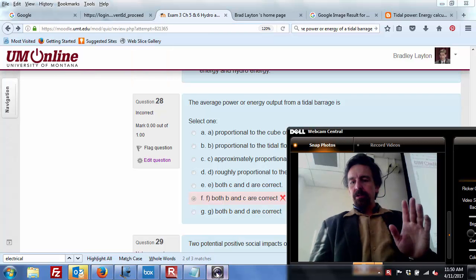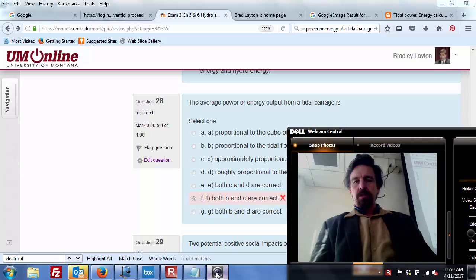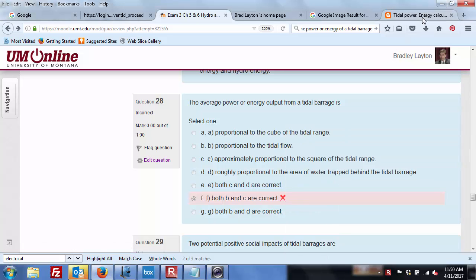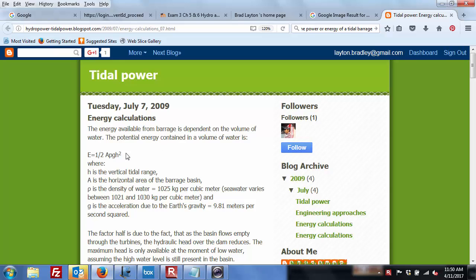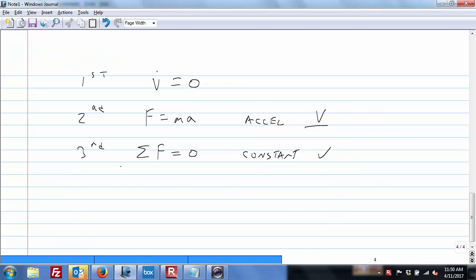Okay, so just to wrap up the last few questions on this exam, I went out and re-examined the power or energy output from the tidal barrage. We came across this little website. This looks a lot like the equations we've seen before. So E equals 1/2. Let me go ahead and write this up here.